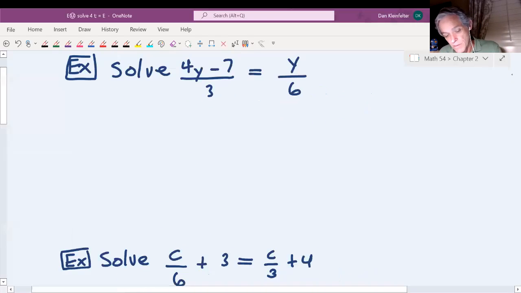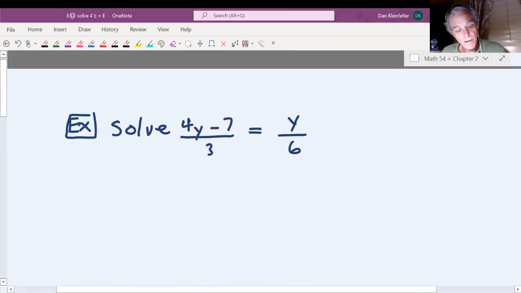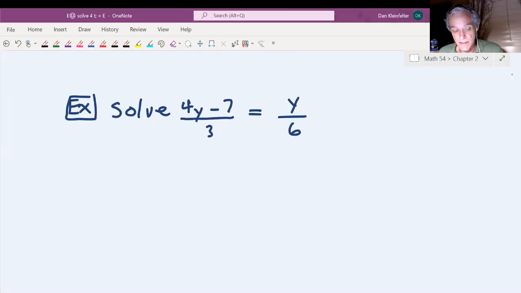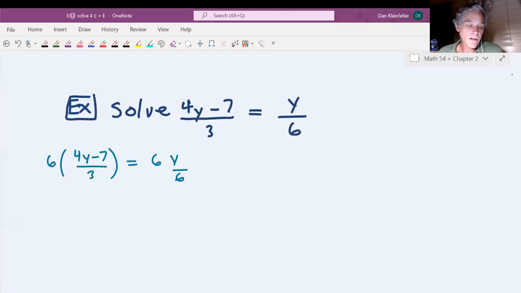Okay, we have a couple more. So here we're multiplying both sides by 6. The LCM of 3 and 6 is going to be 6. Okay, so then here, this 6 divided by 3 will give us 2.